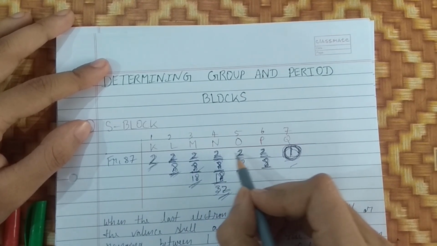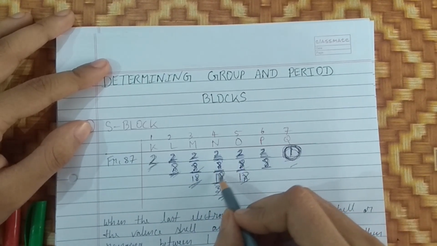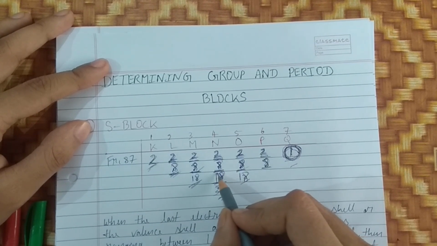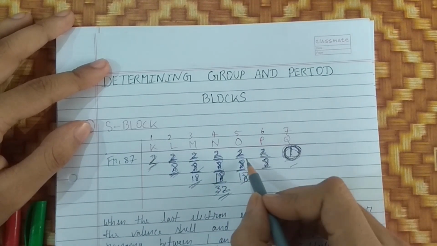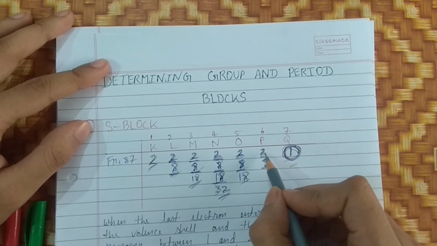Again we will check the n-2 shell. In this case it's fully filled, so no problem. Then we will check the n-1 shell. In this case it has 8 electrons, neither fully filled nor having 18 electrons, that's why we will move to 18 here. And then we can move to 8 here. Again the octet rule comes into the picture, that's why we'll move to the next shell.